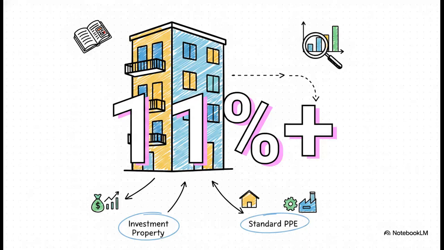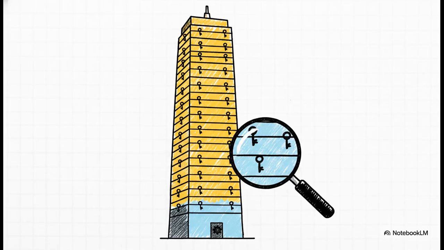Easy, right? But what if those portions cannot be sold separately? Well, that's where we hit a critical threshold. If between 0 and 10% is owner-occupied, it's considered insignificant, and the whole thing stays in investment property. But cross that line to 11% or more, suddenly it's deemed significant, and that entire building gets reclassified as standard PPE. Let's put this into perspective with a practical example.